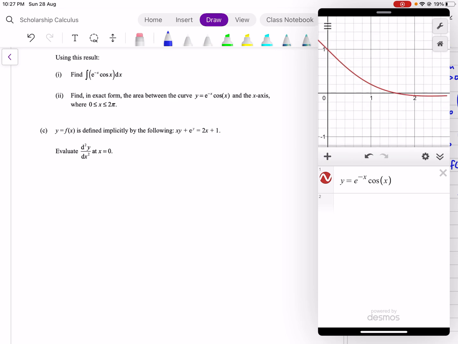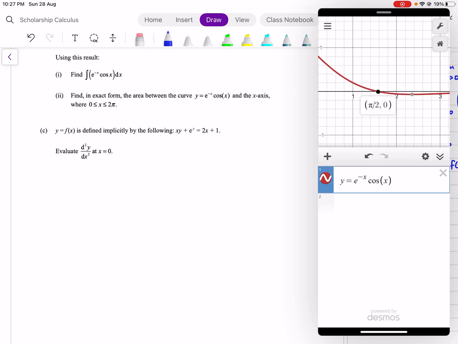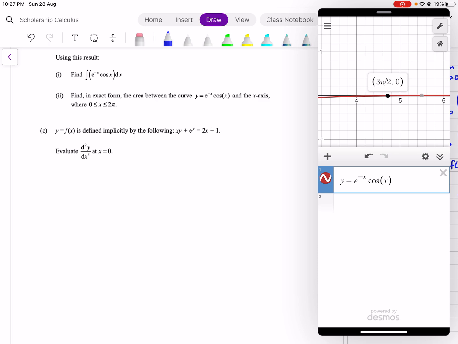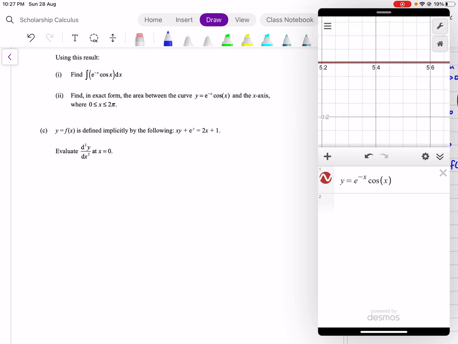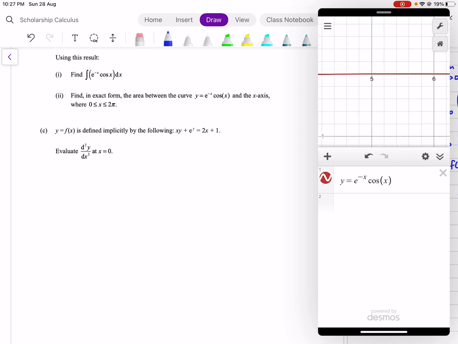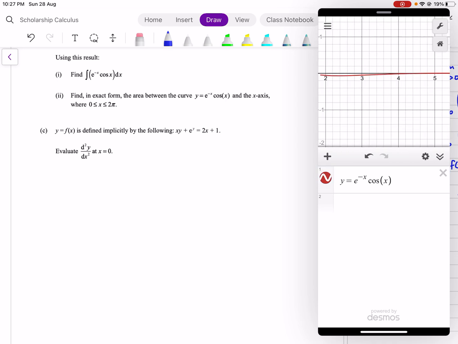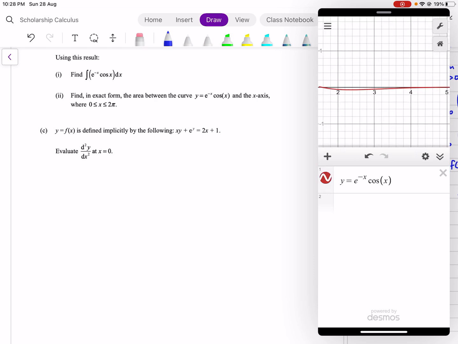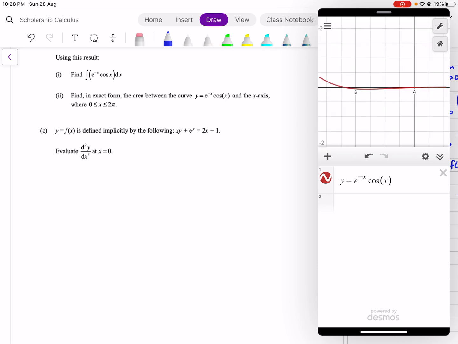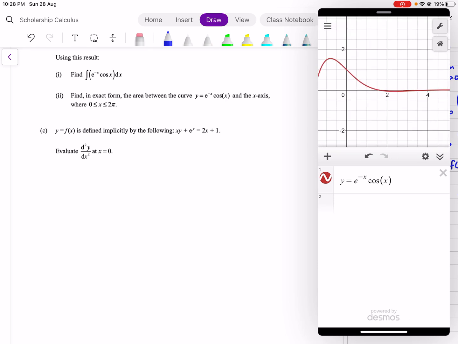Oh dear, we have x-intercepts. Pi over 2 and 3 pi over 2, and there's 2 pi. Oh, that's not even 2 pi. Where is 2 pi? Oh, that's a maximum. That's not an issue. But we've got two x-intercepts to actually factor in, 3 pi over 2 and pi over 2, where the area is above, then below, then above. And if we didn't realise that, our answer is going to be very slightly out from the real answer, because the area below and above is tiny, but there'll be a bit of cancellation.